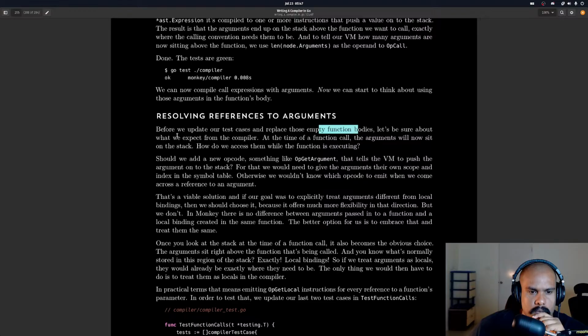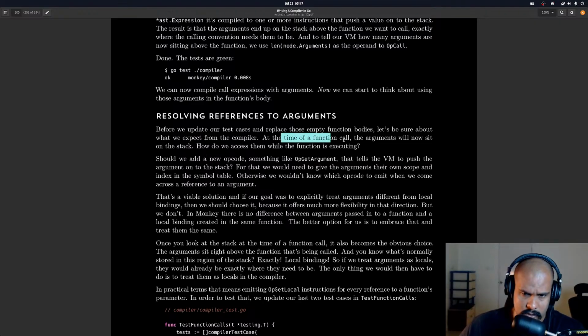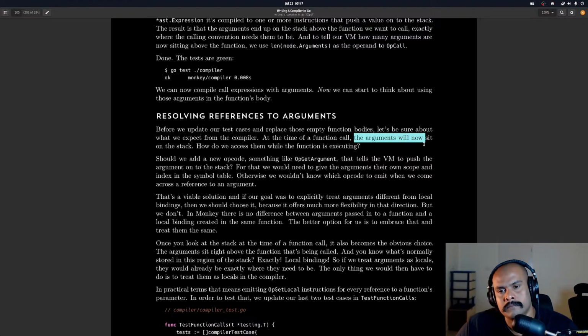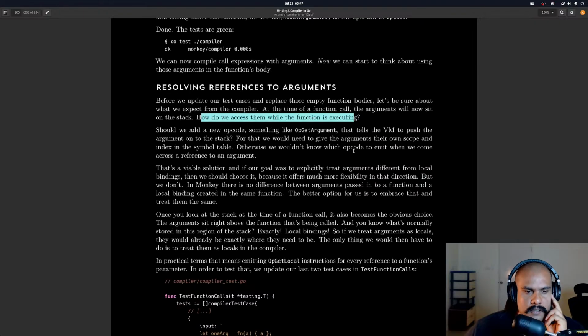Let's be sure about what we expect from the compiler. At the time of a function call, the arguments will now sit on the stack. Will they? How do we access them while the function is executing? My question exactly.